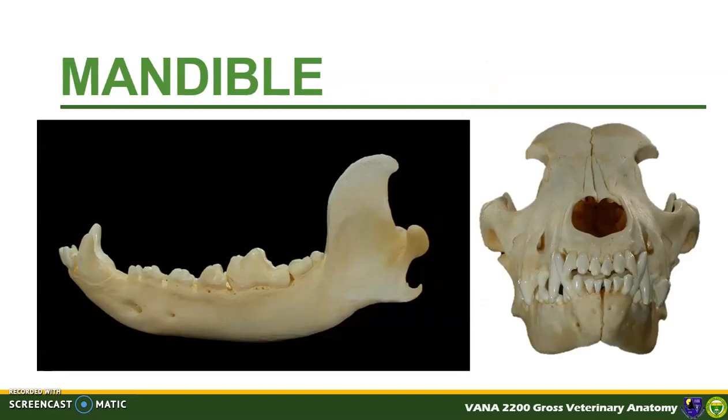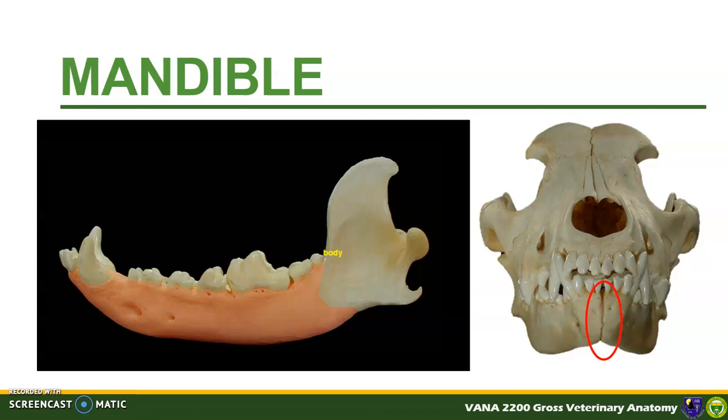Now let's move to discuss the lower jaw bone or the mandible. Mandible is composed of two halves or dentaries joined at the chin by a cartilaginous joint called the mandibular symphysis. It carries sockets or alveoli for the teeth of the lower jaw.